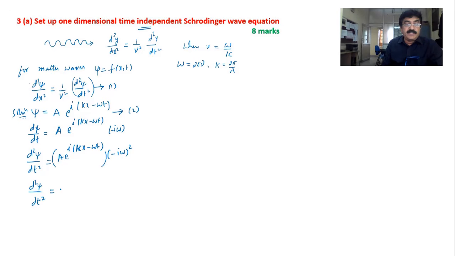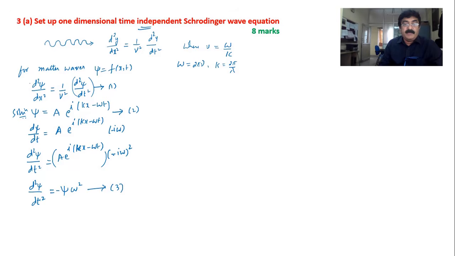So therefore this becomes d square psi by dt square is equal to, dear students, look at this, A e to the power of i kx minus omega t is nothing but psi, that is equation number 2, into minus square means plus. i square is nothing but root of minus 1 whole square, it is nothing but minus 1, into omega square. I hope you followed this step. Call this as equation number 3.